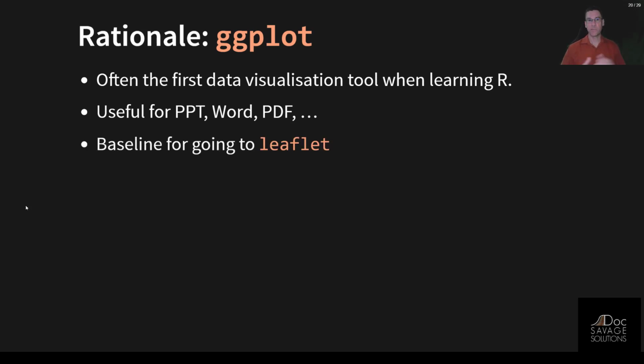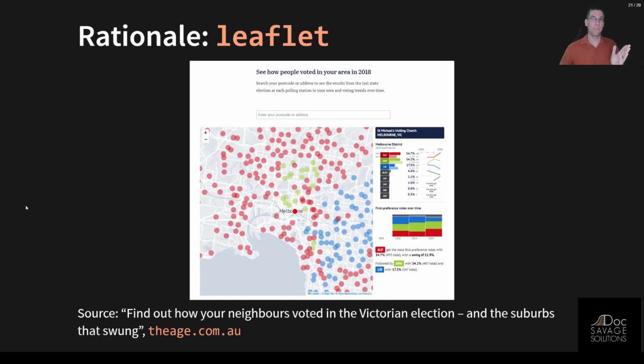And it's a baseline for going to leaflet, this idea of you initialize your plot with the data. You then add different geometries to it. It's a good stepping point to say, I can do this in ggplot, and here's how that translates to leaflet. So why leaflet? Well, data journalism is growing, and this is an example from The Age, which is a Melbourne newspaper, and it's a map, and if you look down at the bottom it says leaflet.